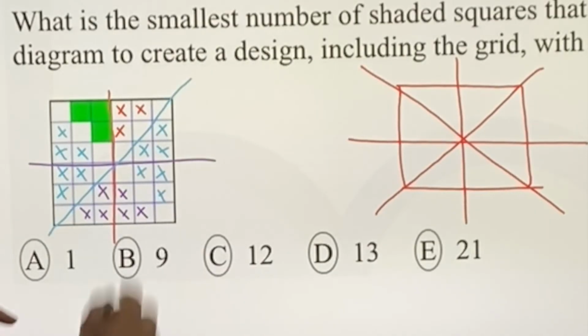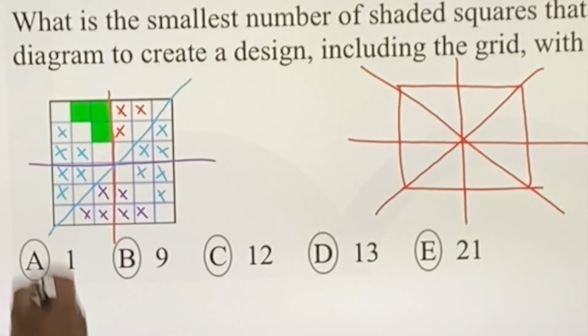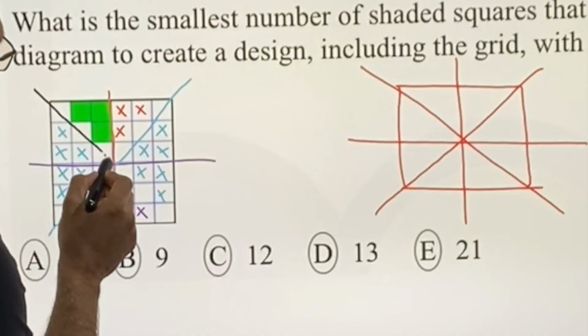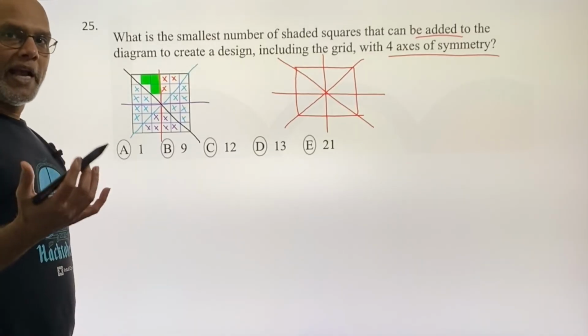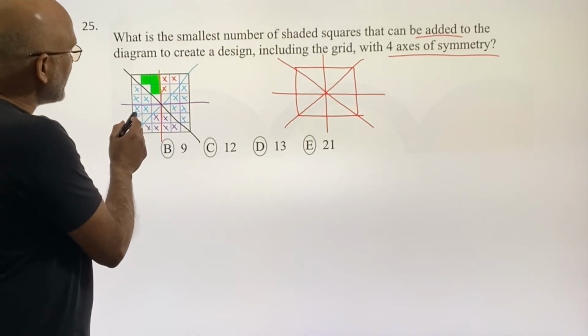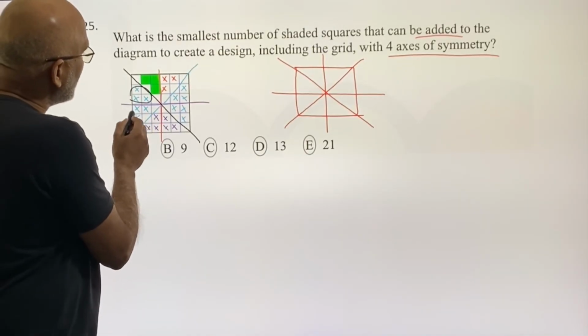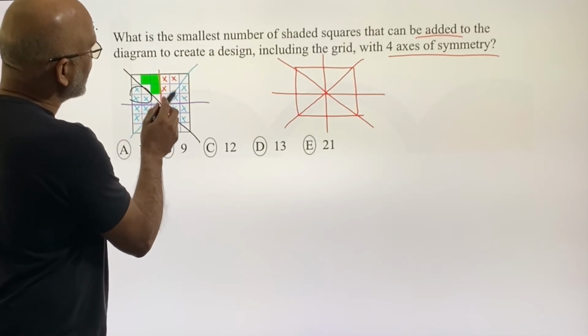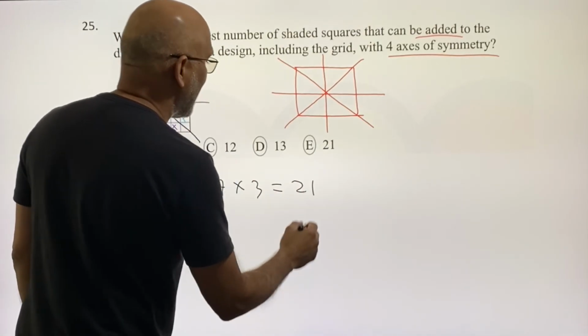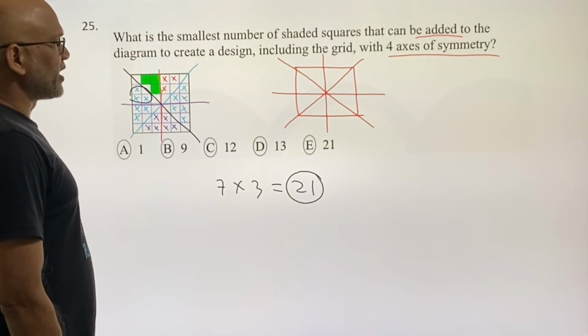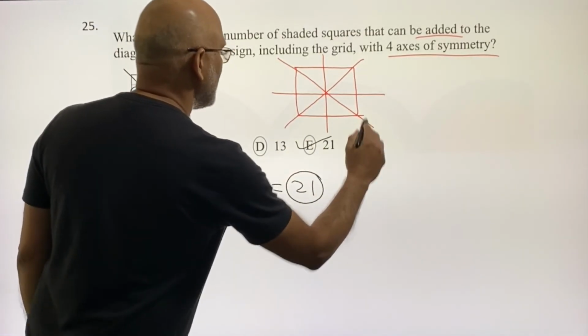Okay, now this covers the third axis. How about the fourth axis? What is the fourth axis of symmetry? In this case, I can see that this axis is already covered. It is already symmetric with respect to this axis. So how many extra shaded squares have I added? Here there is 3, and there is 1, 2, 3, 4, 5, 6, 7 of those sections, right? So 7 times 3 is 21, I have added 21 more shaded squares, right? Then E is the correct choice.